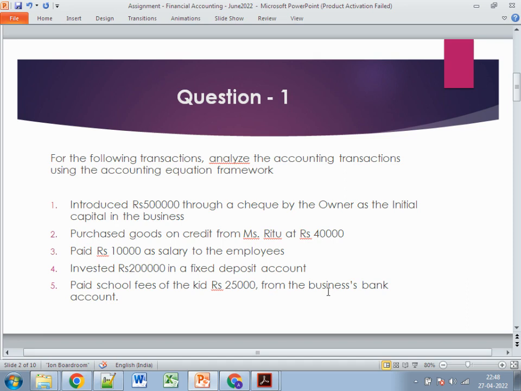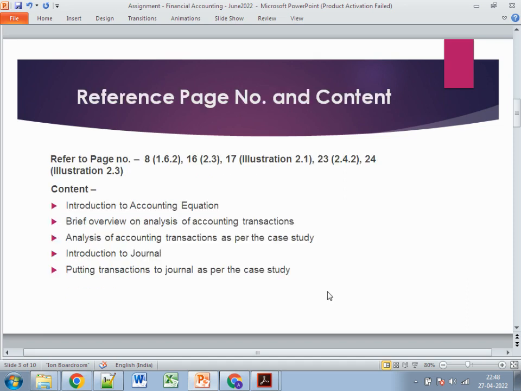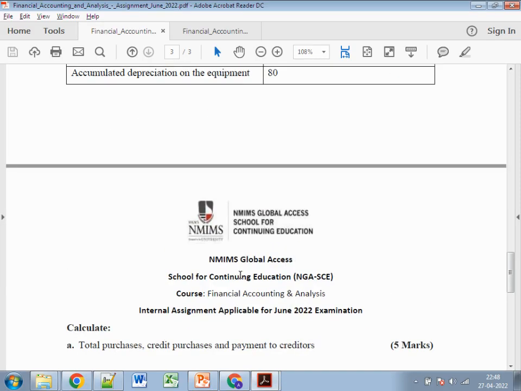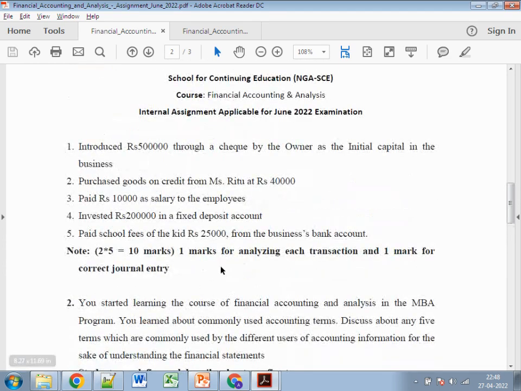So if you see what you need to write: firstly, the question directly asks that you need to analyze these transactions, and I think there was a miss, and after that, 1 mark for the correct journal entry.